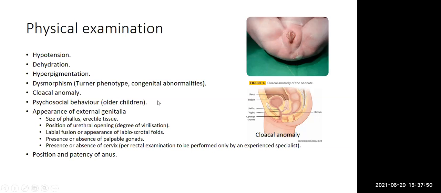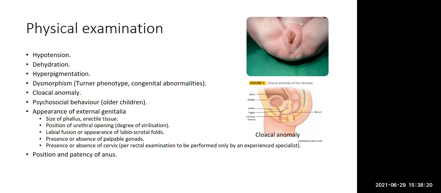And then psychosocial behavior. This is applicable in all children, whether this patient has gender dysphoria or any psychosocial problem interacting with other gender. And then the appearance of the external genitalia, as we mentioned: the size of the phallus or erectile tissue, urethral opening, labial fusion, absence or presence of palpable gonad, and absence or presence of the cervix. And then position and patency of the anus.